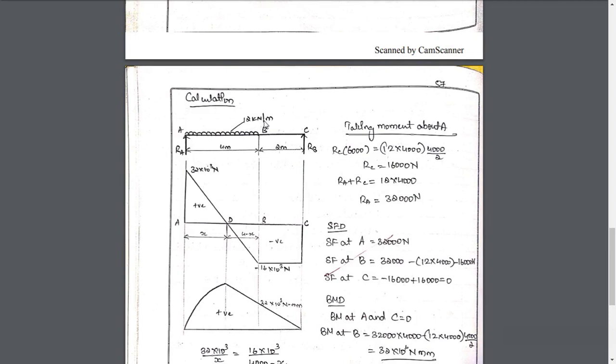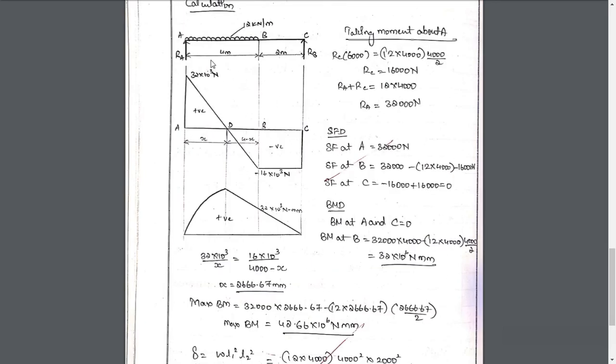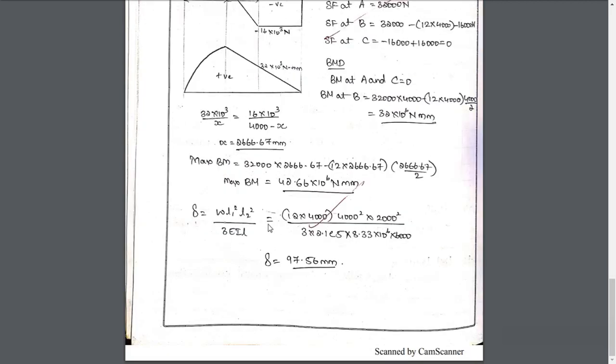This is a uniformly distributed load. We need to convert this into point load. Therefore, I will multiply 12 into 4000. Okay, 12 into 4000 into the value of L1 L2. Here the value of L1 is 4, L2 is 2. L1 square L2 square divided by 3EI into L. Young's modulus is 2.1 into 10 power of 5. I is 8.33 into 10 power of 6.